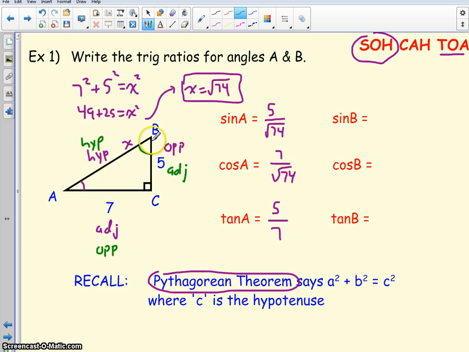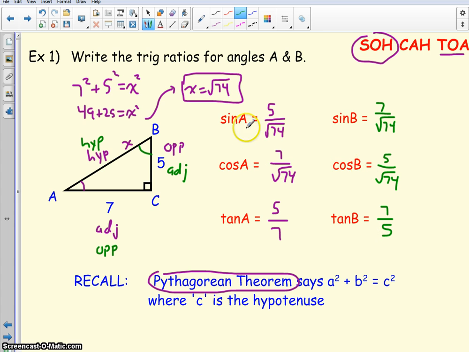So now, for angle B, sine being opposite over hypotenuse, opposite is 7. Hypotenuse is root 74. For cos B, I get 5 over root 74. And for tan B, I get 7 over 5.